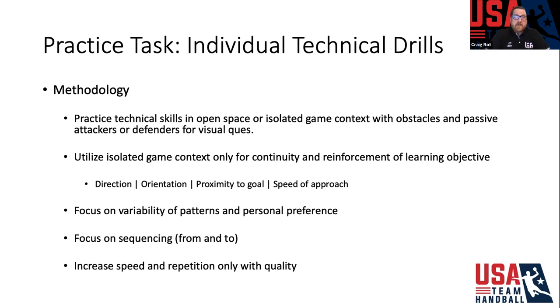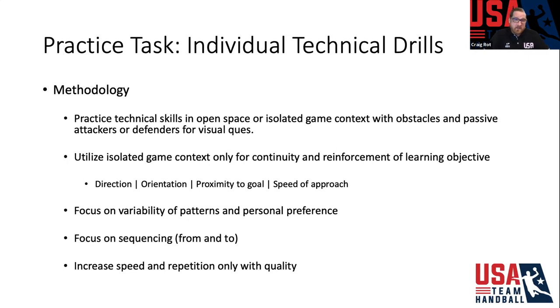You utilize isolated game context only for continuity and reinforcement of the learning objective, direction, orientation, proximity to goal, speed of approach. Focus on variability of patterns and personal preference. This is something important that Julio just said. There's going to be a unique style. Like the kid who shot the goal at the beginning of the game or at the end of the game, but at the beginning of understanding the player lesson, I know when he's in trouble that I need to have him do a Spanish cross with the right wing, and he feints to the right wing and goes up in the air and rips one off. And it unseals him. It just makes him feel at home. It's his shot. He's got a really dynamic crossing fake and comes right into the hardest rocket ever. It's probably the shot he wanted in that situation, but there wasn't a player to collaborate with him, which we'll go over tomorrow. But that's the key, is understanding that personal preference matters.